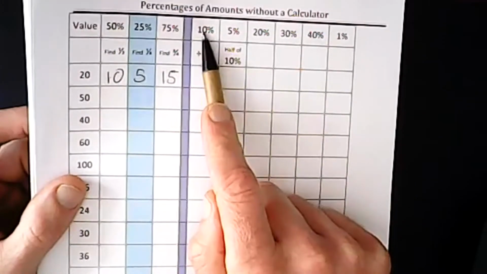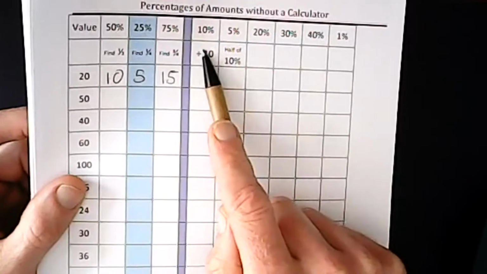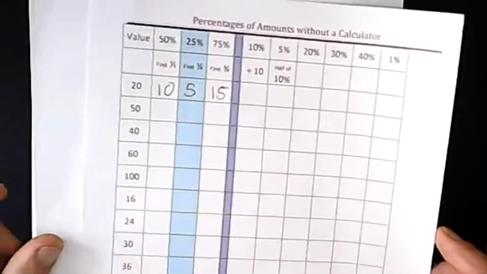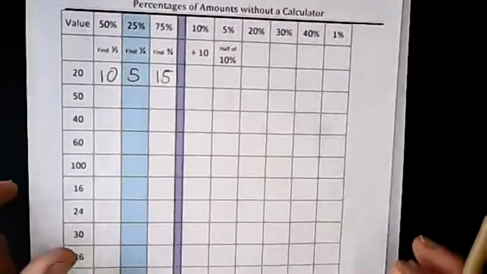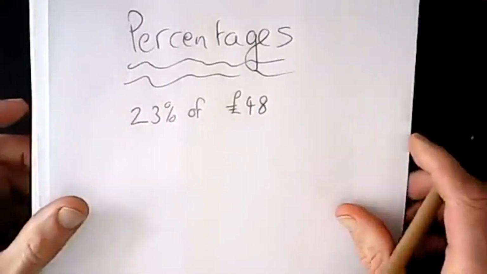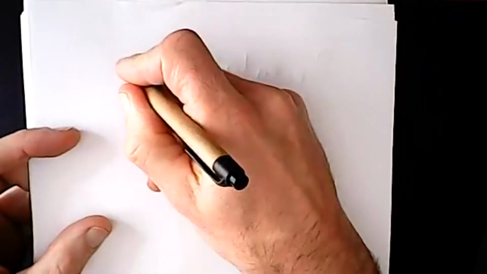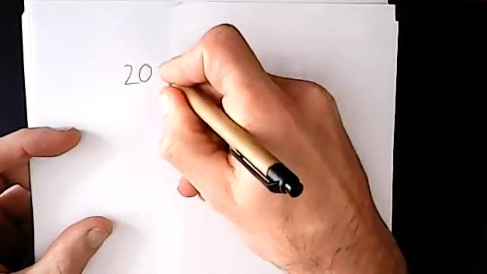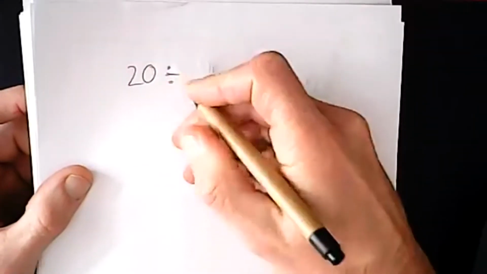So when we find 10% of something, we're actually dividing by 10. Now, a word of caution here. As a teacher, I've got this wrong for so many years, but now I think it's really important for me to get this right. A lot of people have been taught, if we're dividing 20 by 10, this phrase, knock a nought off, and it's not the correct thing to say.